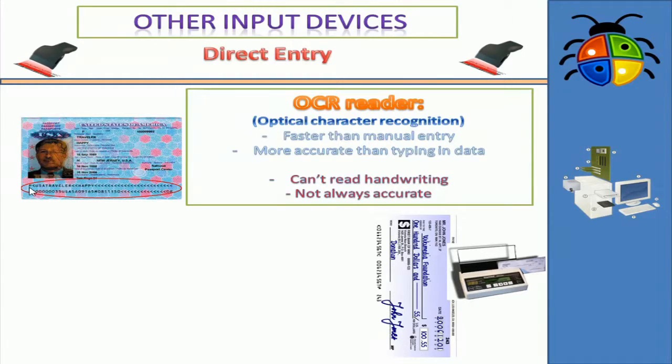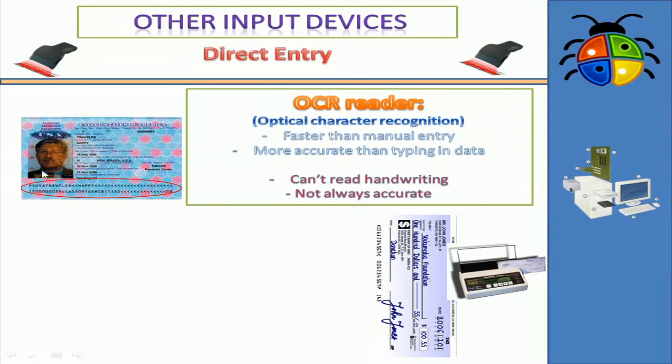And from that, it can then put that into the computer system, not as an image, but as a typed letter P. So you could do it in a word processing document, for example. You could change it. It's not going to scan it as an image. It's going to change that scanned image into malleable text. Okay. So this is much faster than manual entry and much more accurate than typing in data.